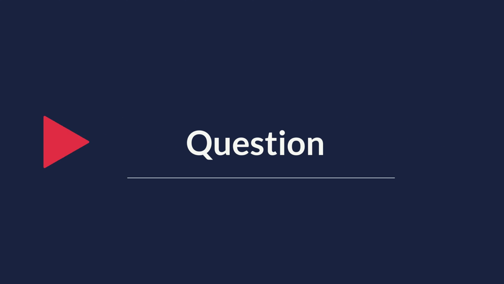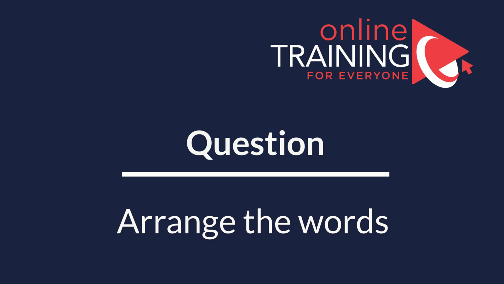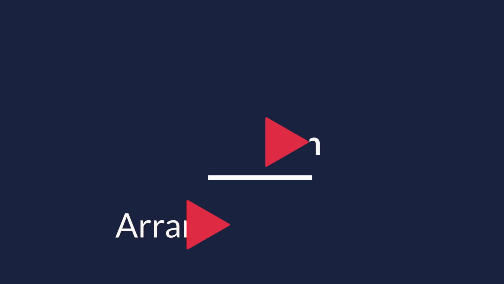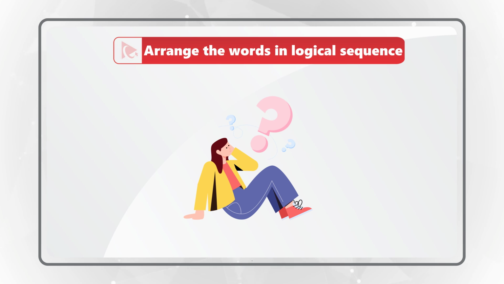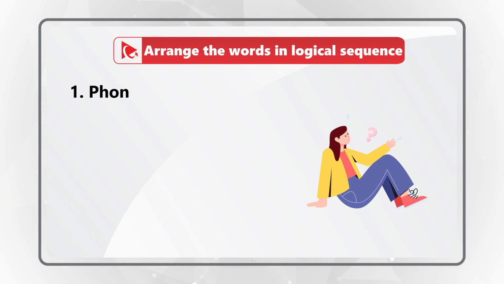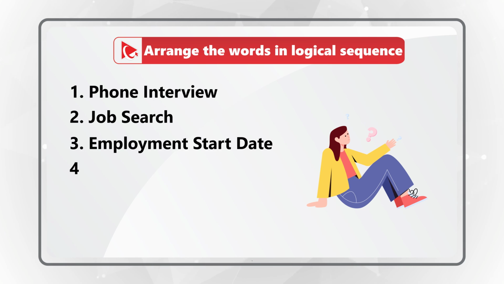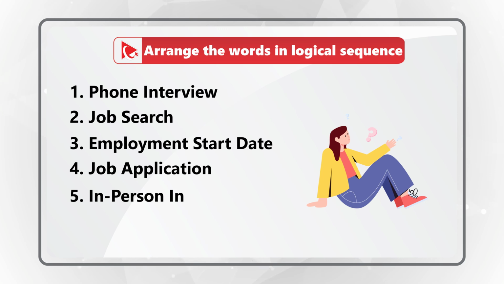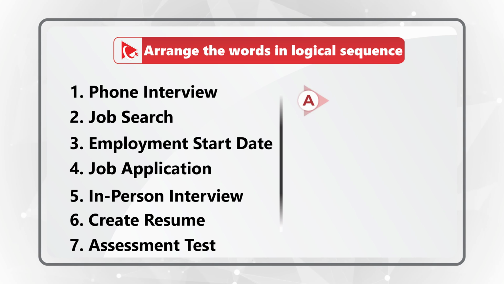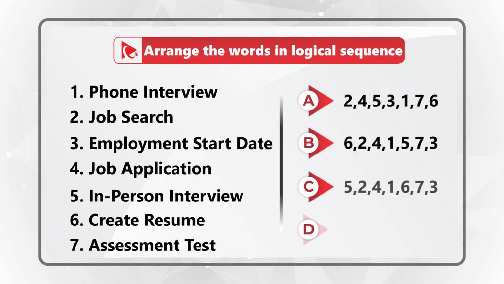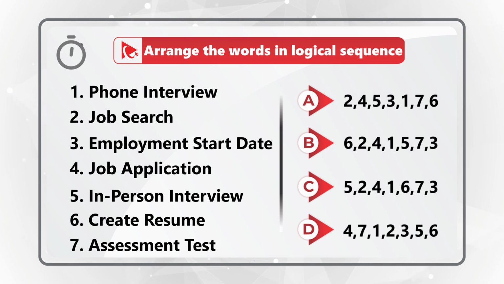Here's an amazing question which tests your analytical skills, logical reasoning skills, as well as your knowledge of employment process. You need to arrange the words into a logical sequence. And the words are phone interview, job search, employment start date, job application, in-person interview, create resume, and last but not least is an assessment test. You have 4 different choices, choices A, B, C, and D. Take a close look, maybe pause this video to see if you can come up with the answer.